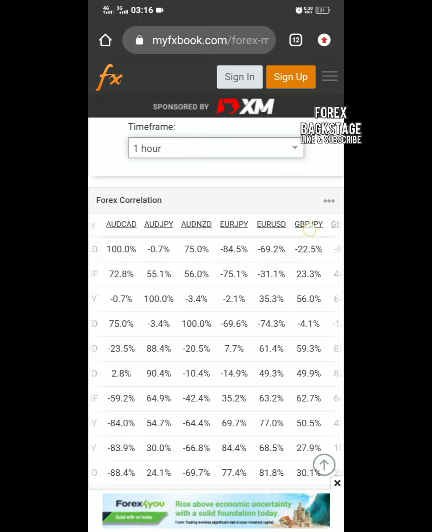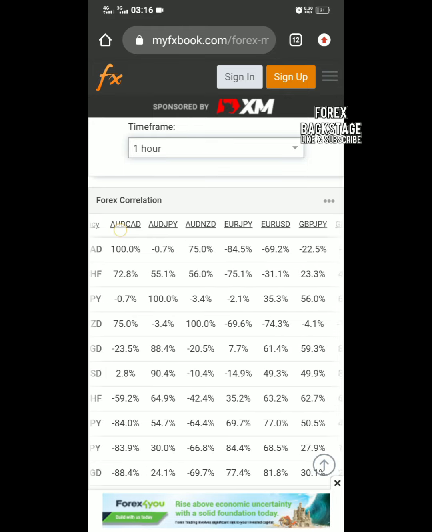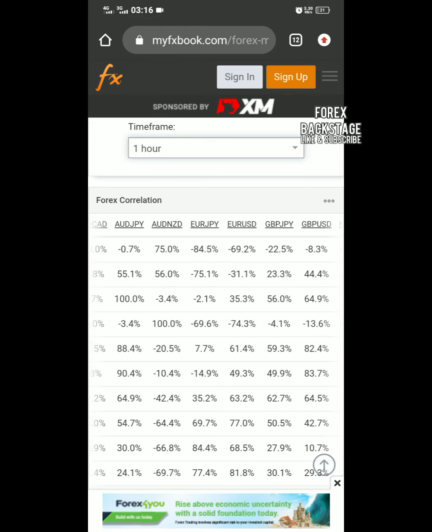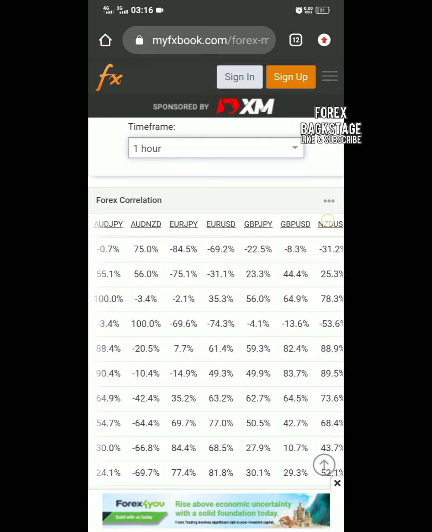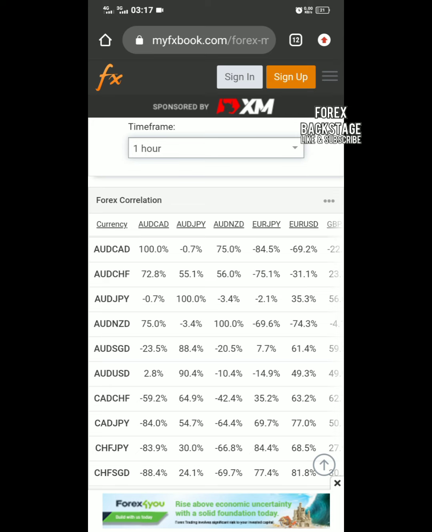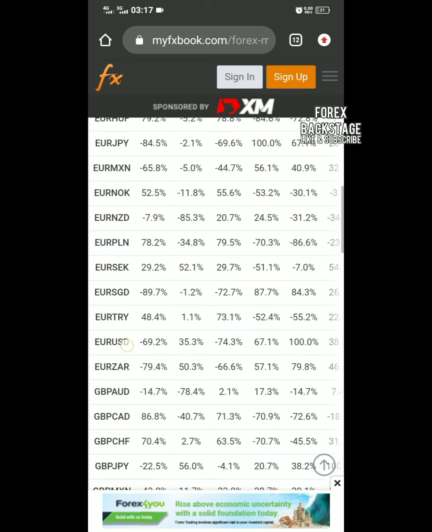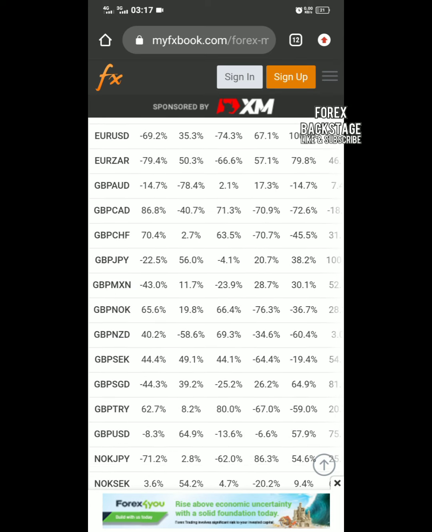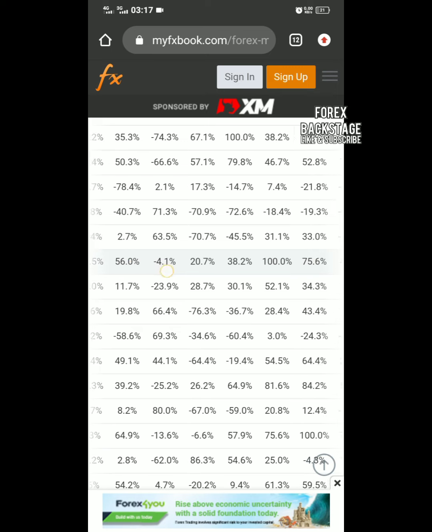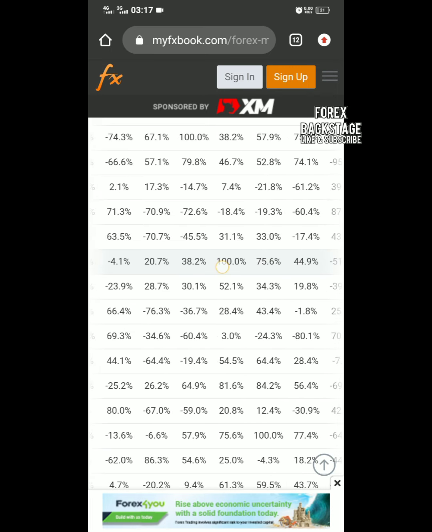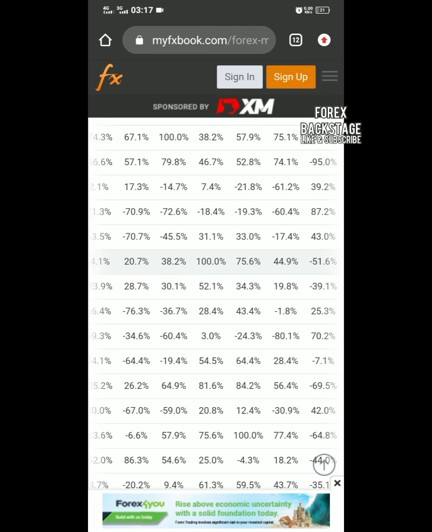So GBPJPY, let me count 1, 2, 3, 4, 5, 6. So it's on the 6th row. So let's check against GBPJPY. So GBPJPY against GBPJPY, 1, 2, 3, 4, 5, 6. You can see it's 100%. At least GBPJPY, something always correlates 100% with itself.